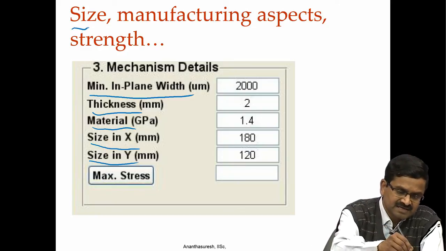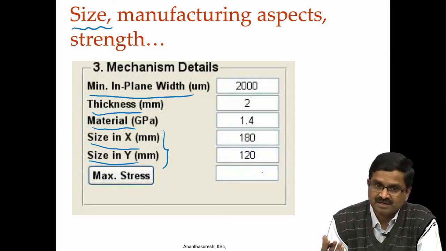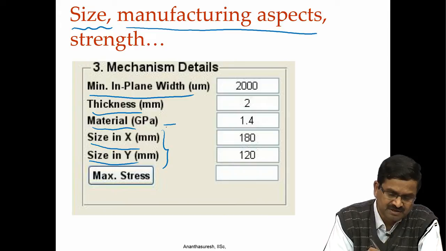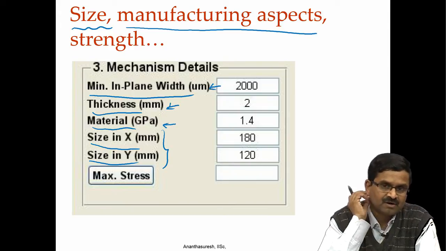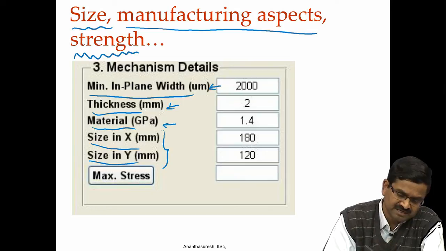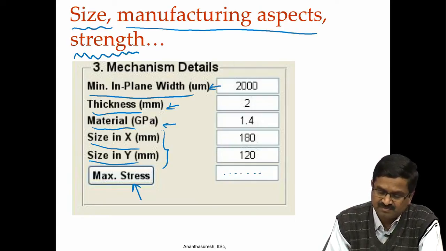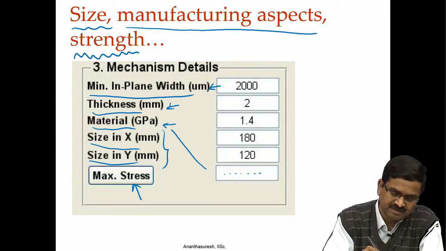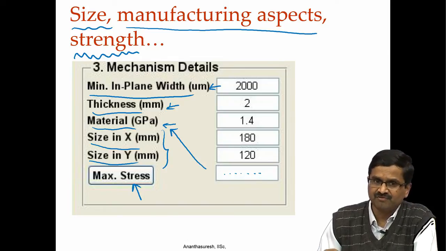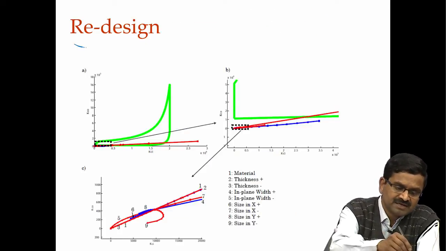Now, as you can see, the size is taken care of, because for size in x and y we can put some values, whatever units the user wants to be consistently using. Manufacturing aspects are covered, because we have indicated the material and thickness and in plane width, all of which correspond to the manufacturing processes, and strength as well, because anytime you click this button, maximum stress in the compliant mechanism interface, the stress value will be displayed here. You can compare it with the strength of the material that you have chosen, and we can see whether it is satisfied or not. So, everything can be accounted for in this particular method. So, now with those things we can go to the redesign.